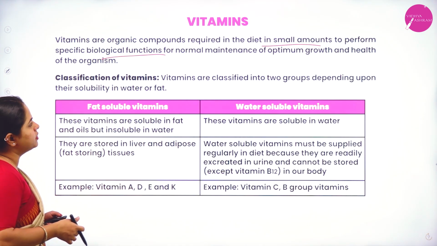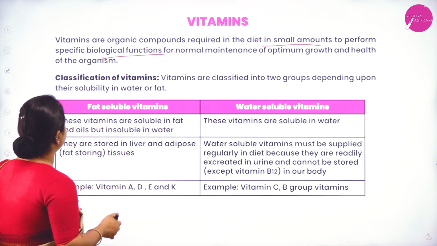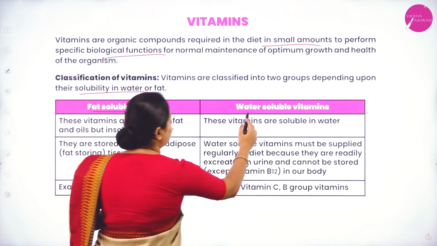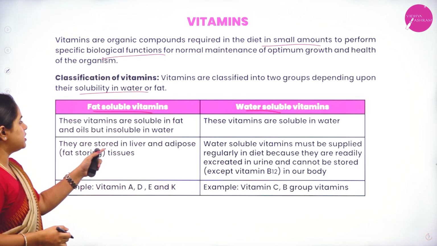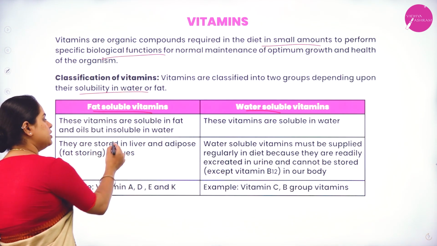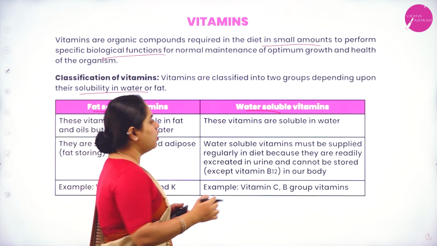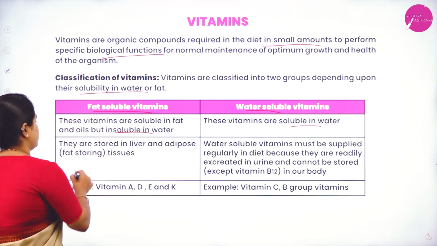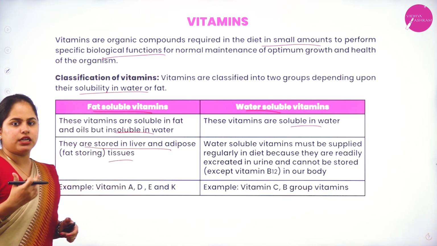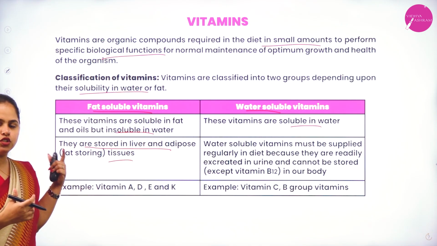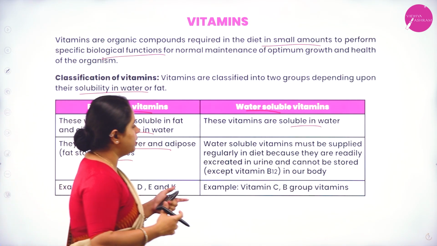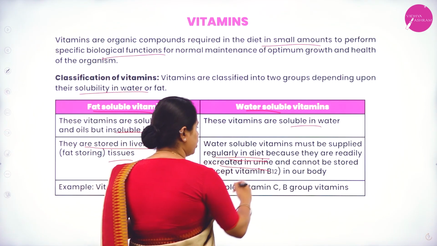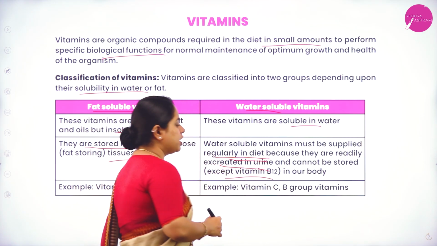So the classification of vitamins: they are classified into two groups depending upon their solubility in water or fat. Okay, so you have fat soluble vitamins and water soluble vitamins. Fat soluble vitamins are soluble in fat and oils but insoluble in water, right? Now water soluble, of course, they will be soluble in water. Now they are stored in liver and adipose tissues. Okay, so they are stored in liver and adipose tissues, that is fat storing tissues. The fat soluble vitamins are stored there, and water soluble vitamins must be supplied regularly in diet because they are readily excreted in urine and cannot be stored in our body, except vitamin B12.